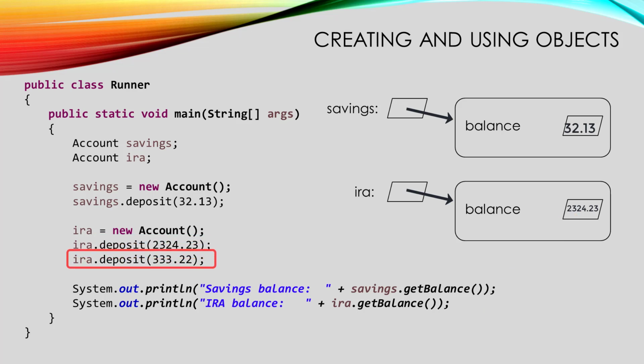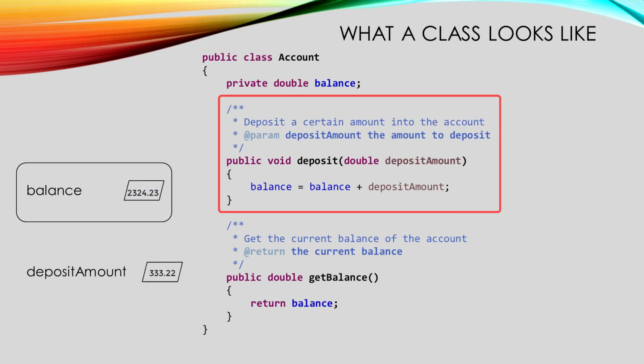Then we call the deposit method on the IRA object again. This time, we pass in 33322. That will make the machine jump to the deposit method again. This time, since we are calling deposit amount on the IRA object, I have shown that object in my memory diagram, and the 333.22 that was passed into deposit amount.